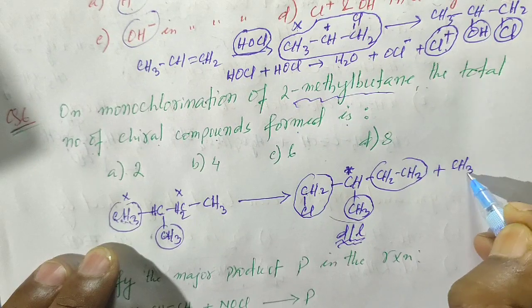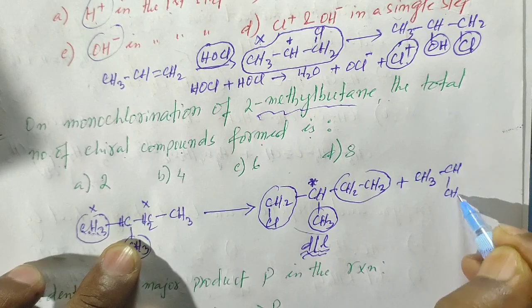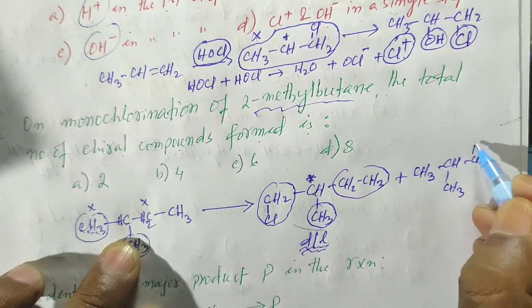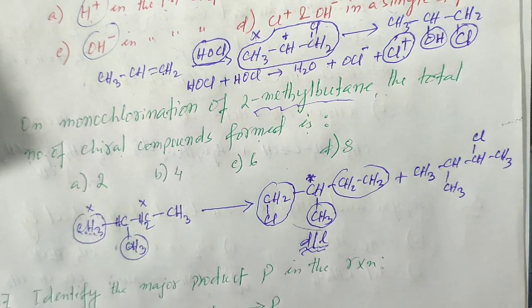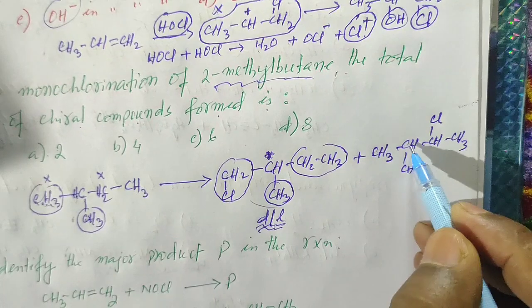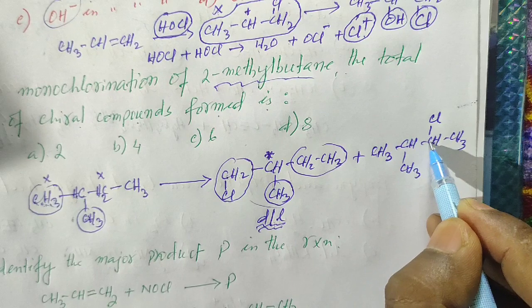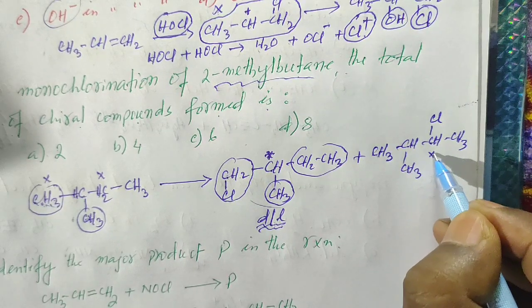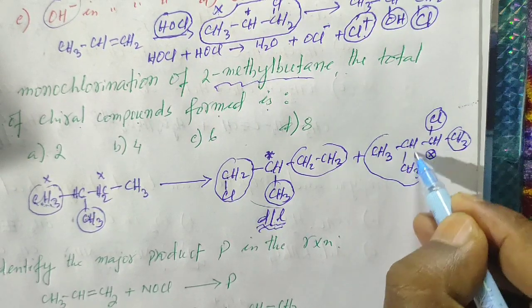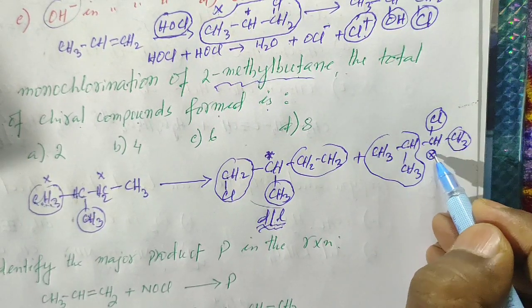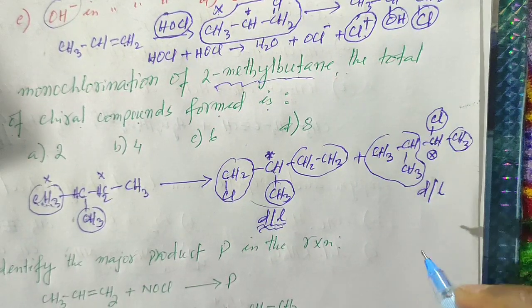Okay, let me write here CH3CH3CH. One hydrogen will be substituted by chlorine. Now let us check chirality in this compound. This carbon is not chiral because 2 methyl groups are attached, but this carbon is chiral because the 4 groups attached to this carbon atom are all different: chlorine, methyl, isopropyl group and hydrogen. So this carbon atom is chiral, so it will have its D and L forms.